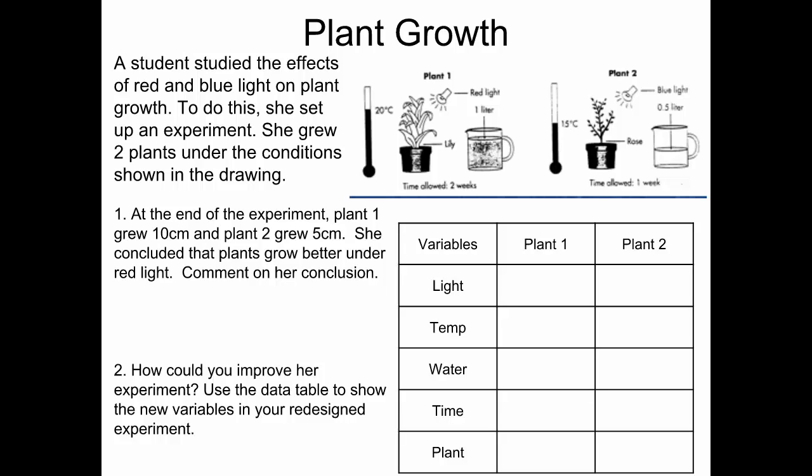So if that's how the experiment was set up, do we know that it's because of the red light that plant 1 is larger? No. Could it have been the water? Could it be the temperature? Yeah. Do we know which one it was? No, we can't be sure because of the way she set up this experiment. So how can we improve this experiment and make it better so that our results are clear?